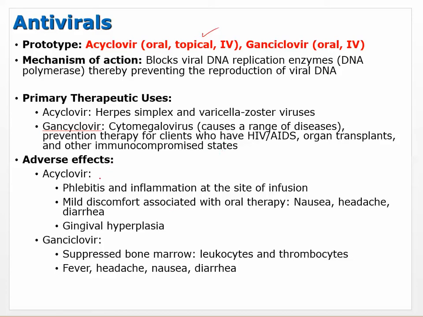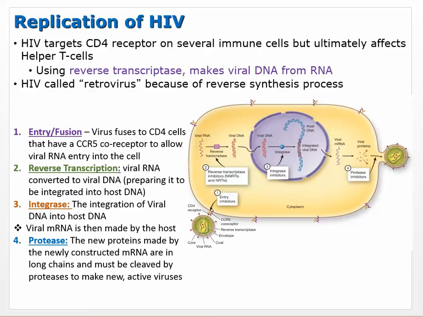So adverse effects of acyclovir: phlebitis, inflammation at the site of infusion, and mild discomfort associated with oral therapy, so maybe you'll see some nausea, headache, diarrhea, gingival hyperplasia, okay, so around the gums. Ganciclovir causes suppressed bone marrow, which is a little more significant. Leukocytes and thrombocytes are especially affected. Also fever, headache, nausea, diarrhea.